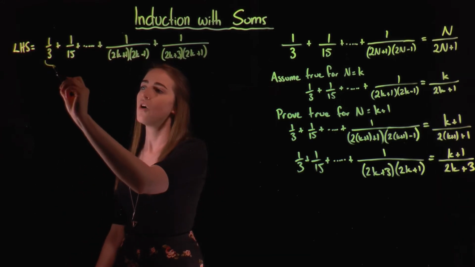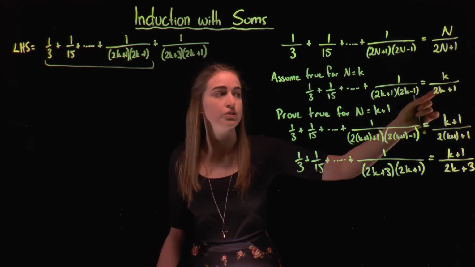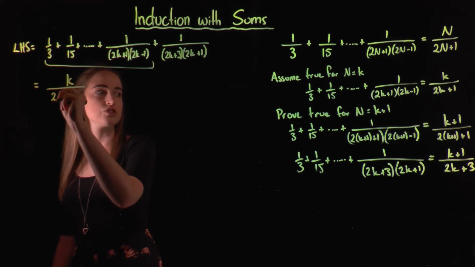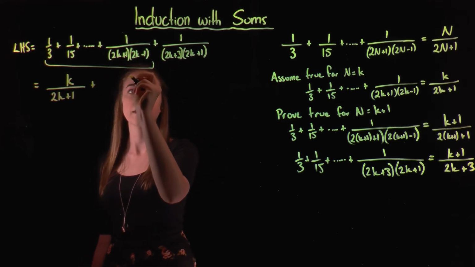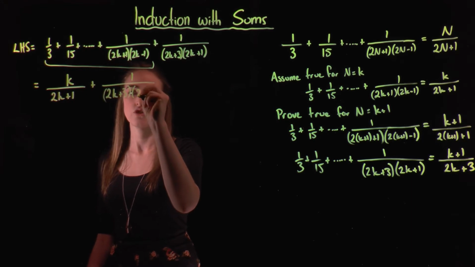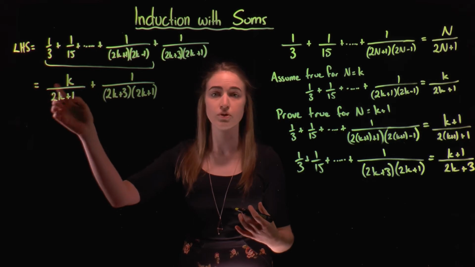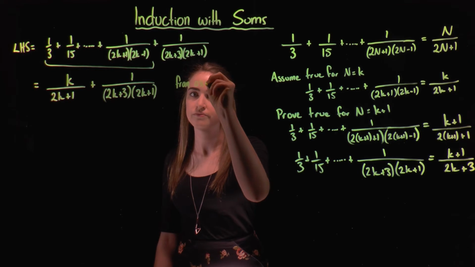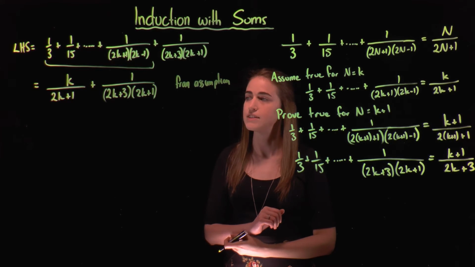Now I know that this whole chunk here is going to be equal to this because we've assumed that that is true. So I'm going to replace that with my k over 2k plus 1. And then I've still got this term on the end as well, so I'm going to have plus 1 over (2k plus 3)(2k plus 1). And just to show my understanding of where this has come from and why I can replace it, I'm going to write "from assumption". Or you could write "using assumption". It's up to you how you phrase that.